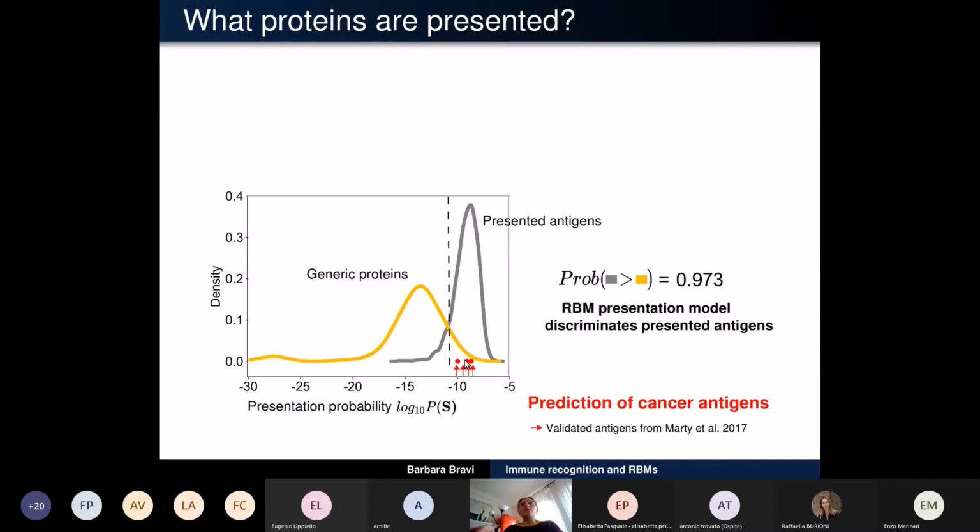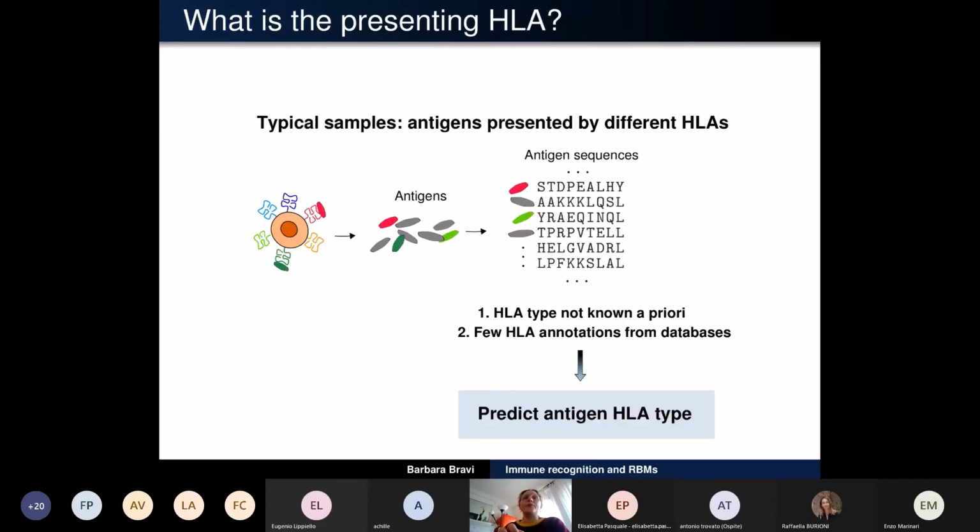Next, I want to recall your attention to the fact that we are modeling samples that collect together antigens that are presented by different HLA proteins. And in principle, the presenting HLA protein, what I will call the antigen HLA type, is not characterized a priori. And typically very few HLA annotations telling what is the HLA specificity of the single antigens can be retrieved only for a few of them from the existing databases.